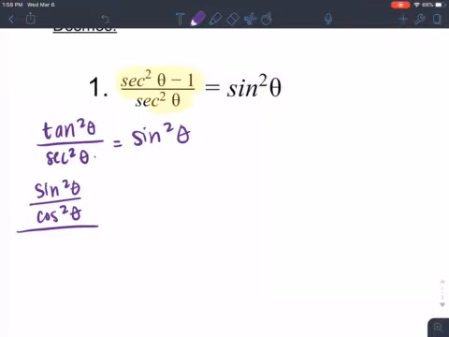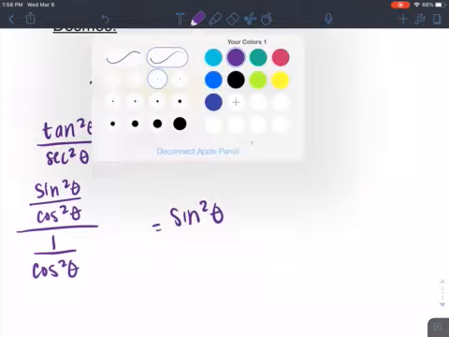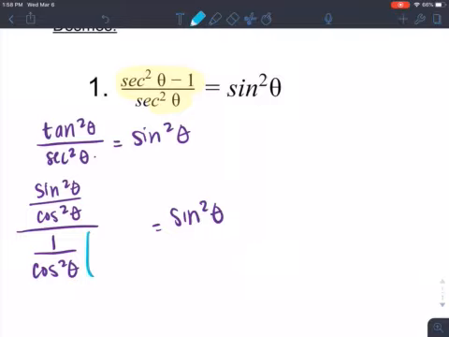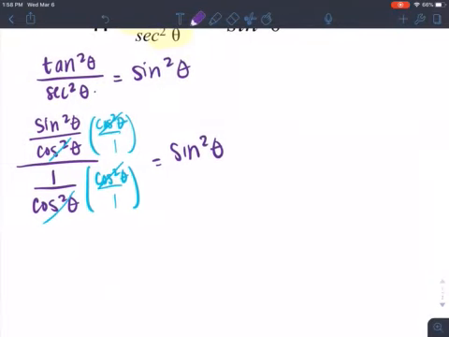Okay, rewrite tangent using quotient properties, so sine squared theta over cosine squared theta, all over... how can we rewrite secant squared theta? Well, 1 over cosine squared theta. And we're hoping it equals sine squared theta. Okay, so multiply by the reciprocal, cosine squared theta over 1. Okay, looks like those cancel, leaving us with sine squared theta equals sine squared theta. Verified.